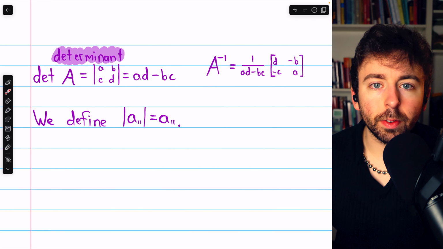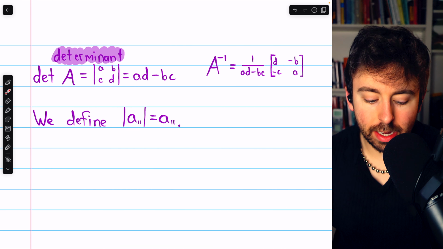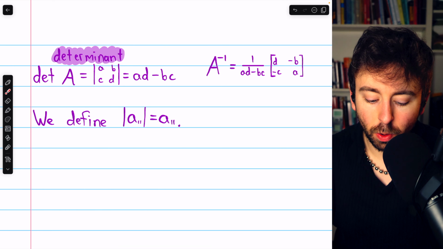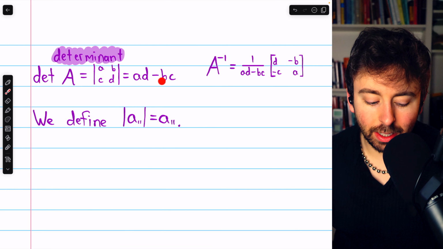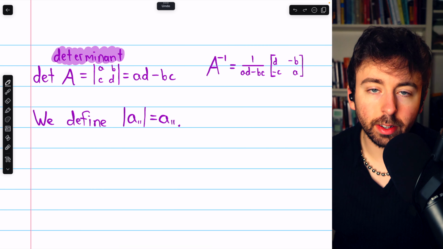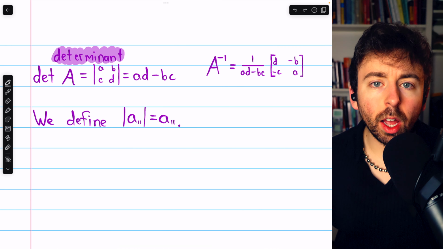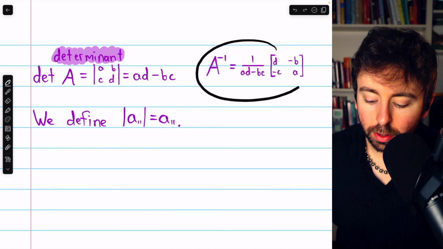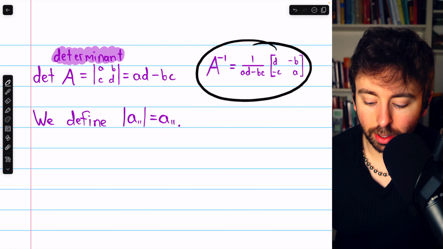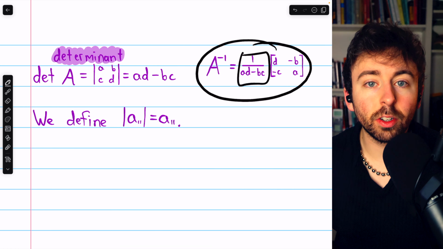We've previously covered how to calculate what's called the determinant of a 2 by 2 matrix. Denoted like this or this, it's simply AD minus BC. We think of it like the difference of the products of the diagonals. We also saw how the inverse of an invertible 2 by 2 matrix involves the determinant.